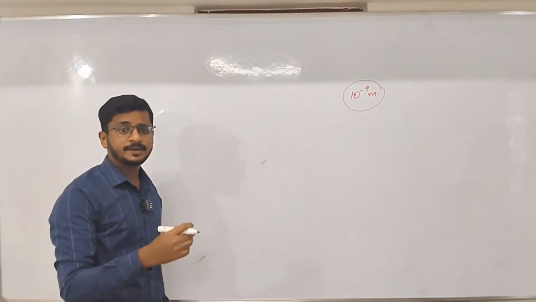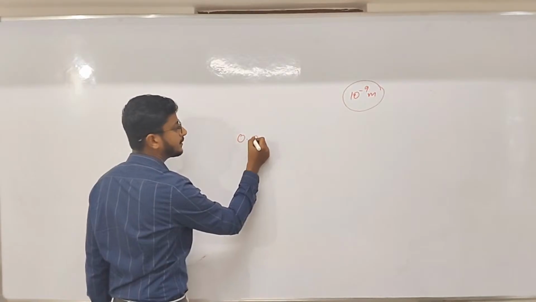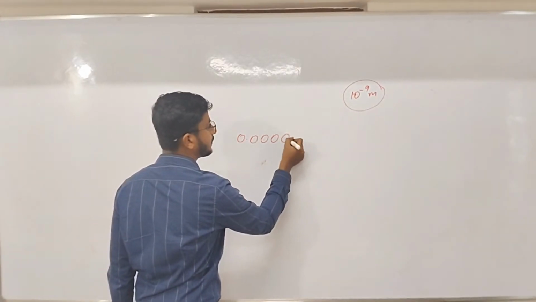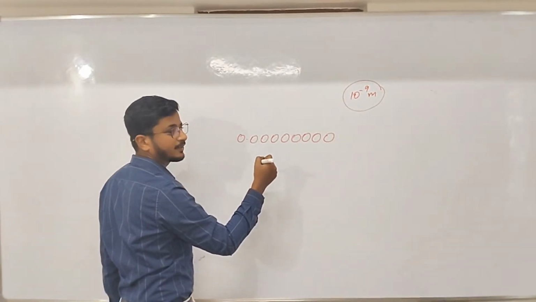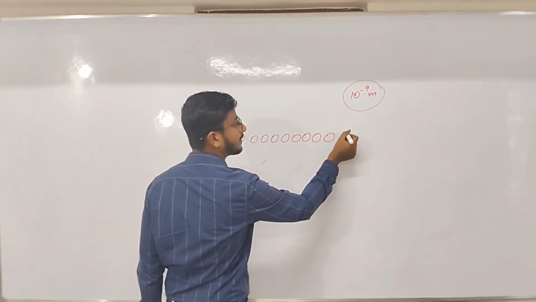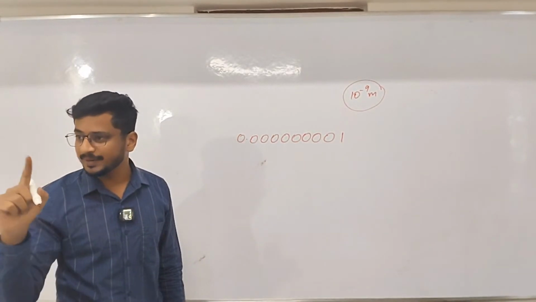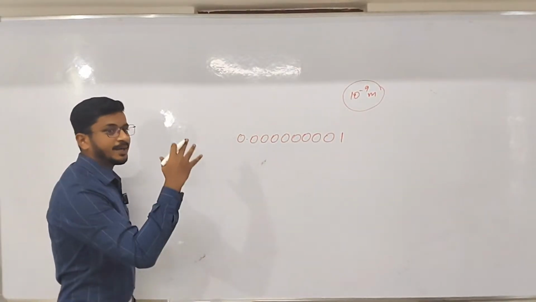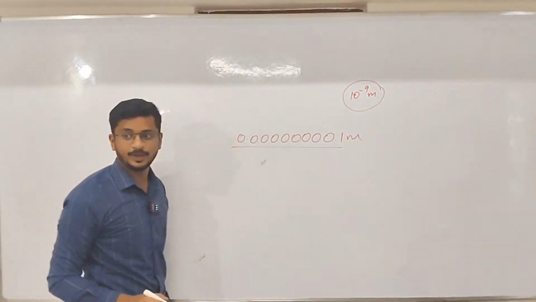Very small. It is very small, where 0.0000000... How many zeros are there now? 1, 2, 3, 4, 5, 6, 7, 8, 9. Then the term will be your 1. Just imagine that much meters is a nanometer.